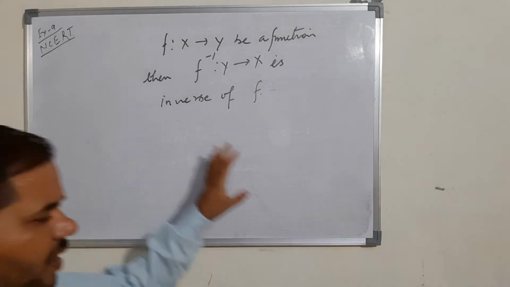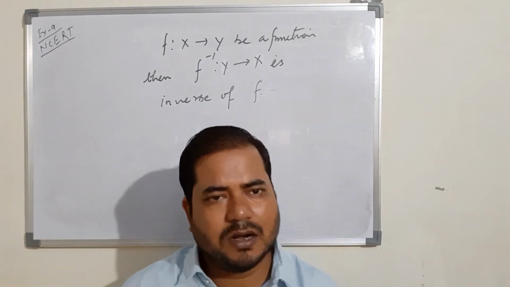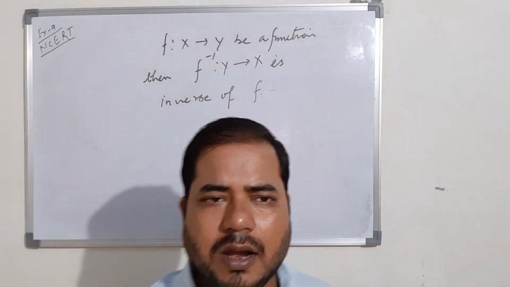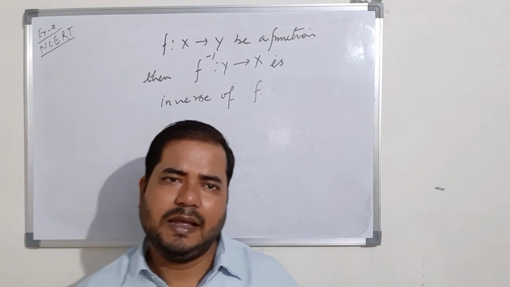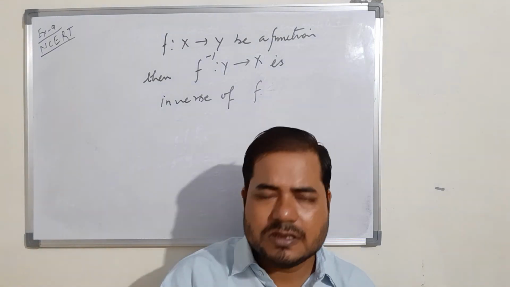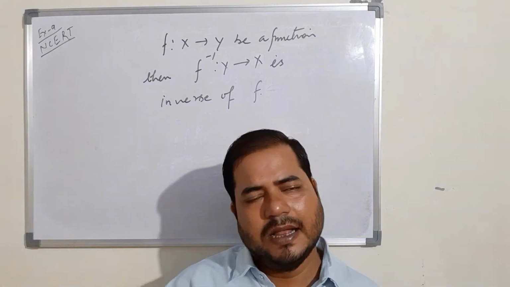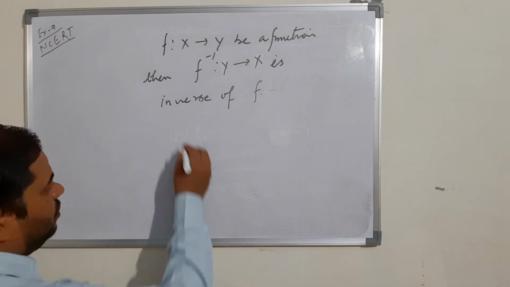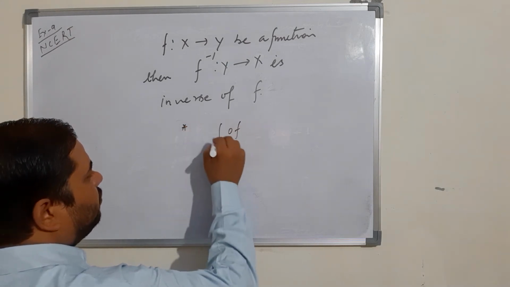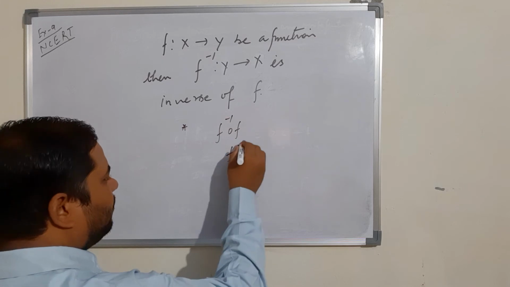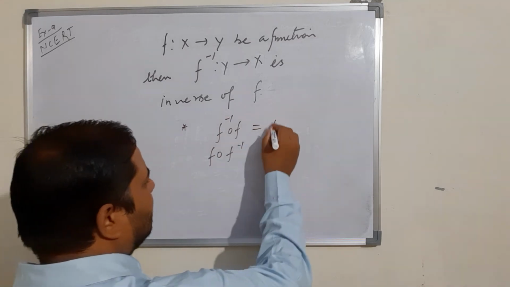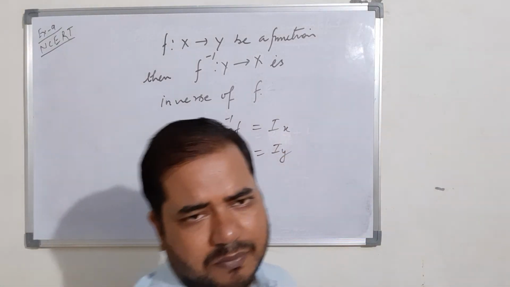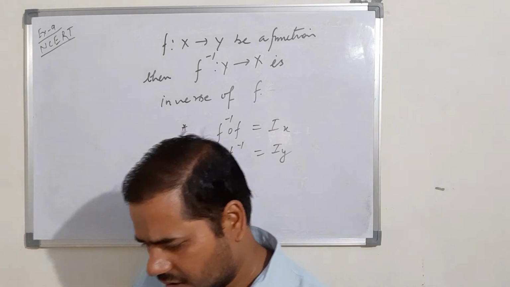And how to prove an invertible function? A given function is invertible or not? Simply we can prove if a given function is one-one as well as onto, then we can say the given function is invertible. That means if a function is bijective, then the given function is invertible. And another method also, if we prove f composition f inverse and f inverse composition f is an identity, then we can say the given function is invertible. So let us see a question based on this.